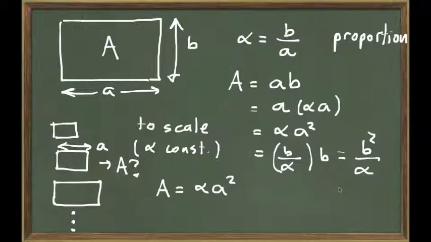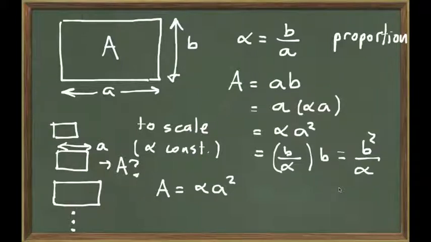If it was a square, then you know that alpha would be 1, and the more elongated the rectangle, the more different alpha is going to be from 1. But I can also write the area of this rectangle in terms of b, the other dimension. I just replace a with b divided by alpha. And so the area in terms of b will be b squared divided by alpha.